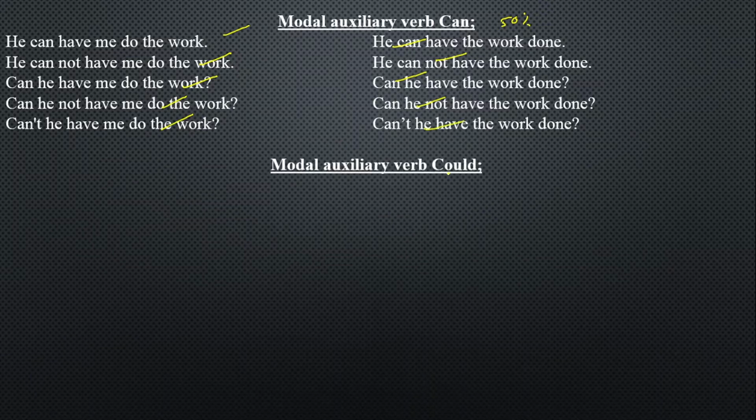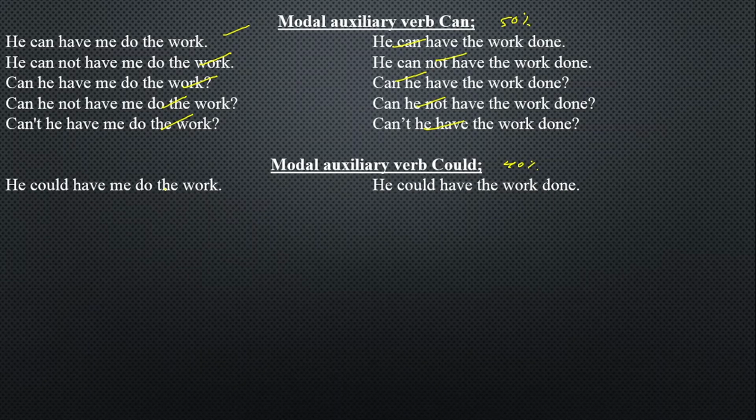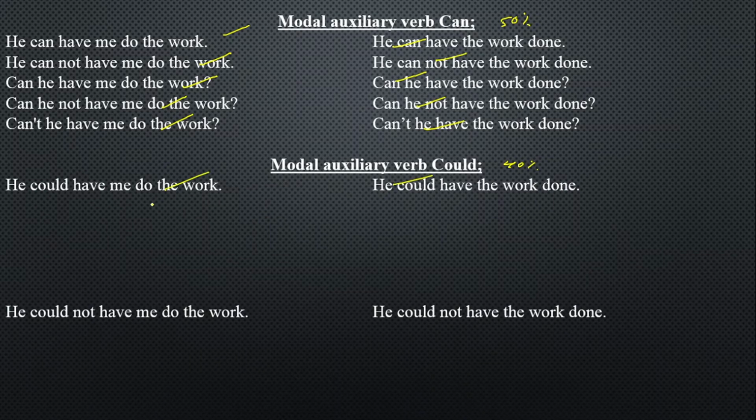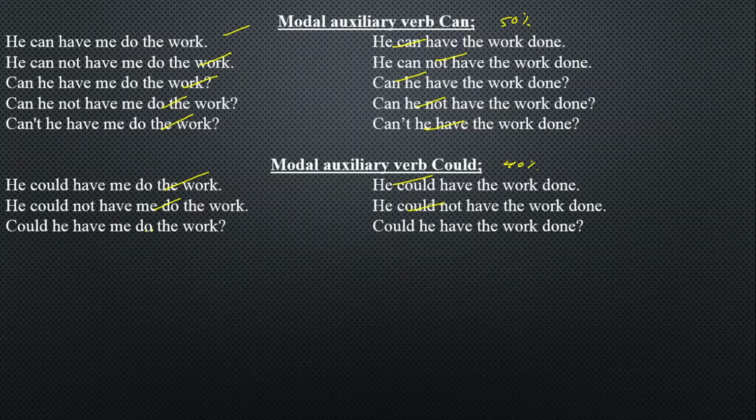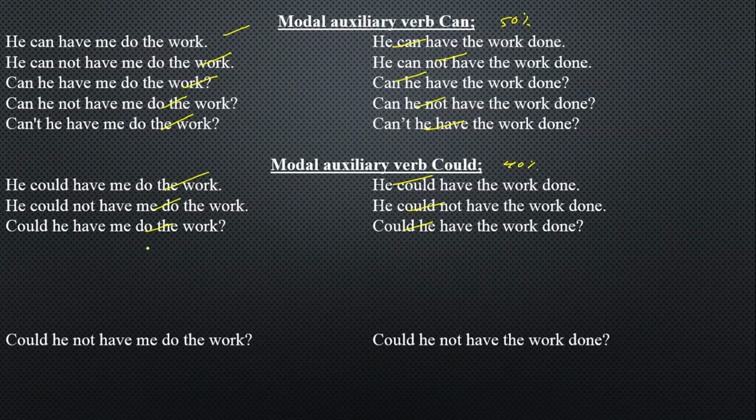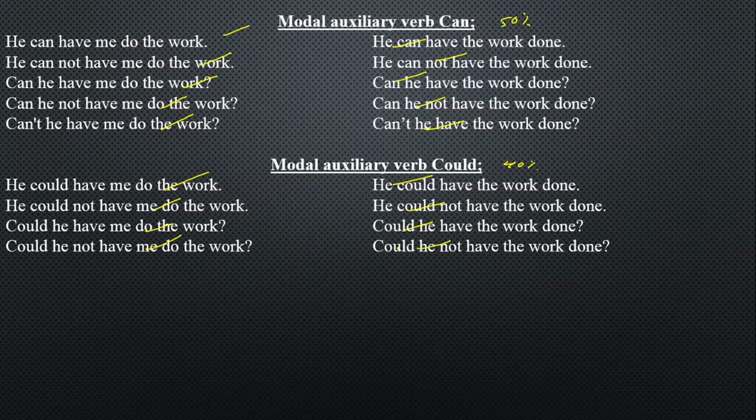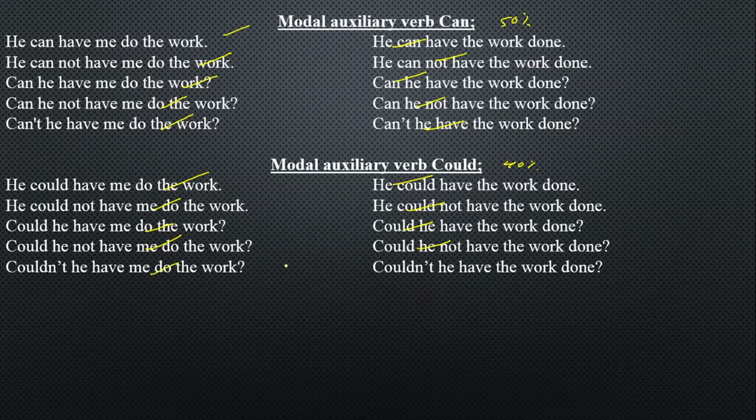Next modal auxiliary verb is could, which is the past of can, but in secondary level it can be used for present, which is known as for 40%. He could have me do the work, he could have the work done. He could not have me do the work, he could not have the work done. Could he have me do the work, could he have the work done? Could he not have me do the work, could he not have the work done? Couldn't he have me do the work, couldn't he have the work done?